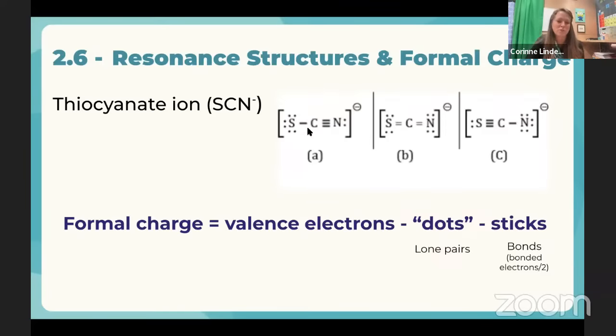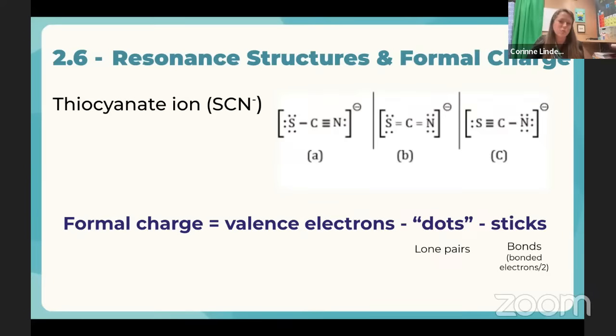So for example, in the structure A here, if we want to calculate the formal charge of that carbon atom, carbon is going to have 4 valence electrons. We do not have any lone pairs or dots on there. So that's just minus 0. So 4 minus 0. And then we have 4 bonds. So that's going to be a formal charge of 0, which is ideal. We want to have our formal charges as close to 0 as possible, making sure that the overall molecule is as close to the given charge or 0.